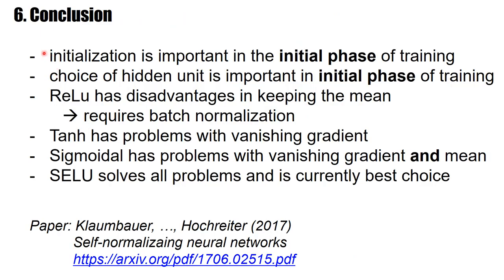So the most common choice in the literature is that you take a ReLU. However, if you are free, I would suggest that you take the CELU. The initialization of the weights is important in the initial phase of training. The choice of hidden units is also important in the initial phase of training. The ReLU has a disadvantage because it doesn't keep the mean during the update step, and this is why it requires batch normalization, and that's what we are going to discuss in the next part. The hyperbolic tangent as a hidden unit has a problem with the vanishing gradient. The sigmoidal has a problem with vanishing gradient and the shift of the mean, the bias problem. The CELU solves all these problems and is currently the best choice.